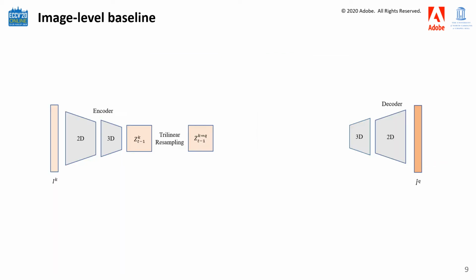We start from an image-level baseline inspired by recent 3D-aware view synthesis pipelines. In this baseline architecture, the image from view K goes through a series of 2D and 3D convolutions to become a volumetric representation. This volumetric representation is then trilinearly resampled to the query view. This resampled representation then goes through the decoder to become a final 2D output.